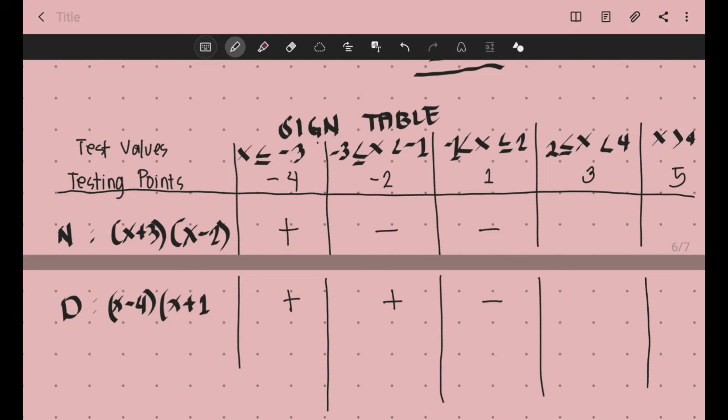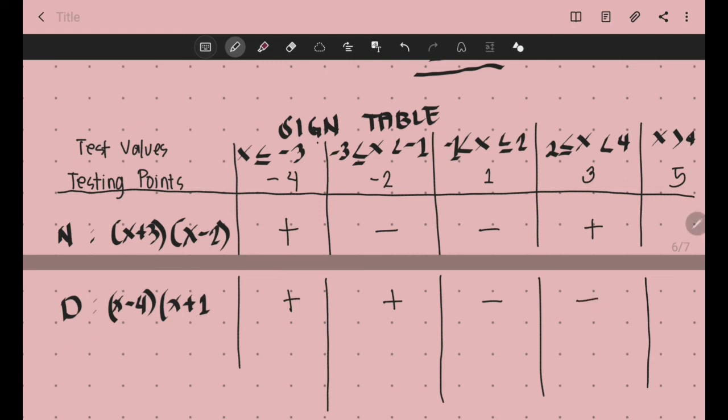So, let us proceed with the fourth test value, which is positive 3. So, when you substitute positive 3 to your numerator, we will have 3 plus 3 multiplied by 3 minus 2. So, the results are all positive. So, that is positive. Then, for your denominator, we have 3 minus 4, that is negative, multiplied by 3 plus 1, that is positive. So, negative multiplied by positive is negative.